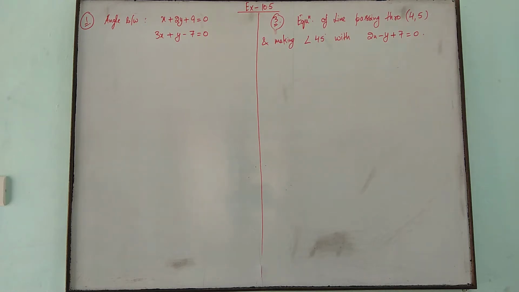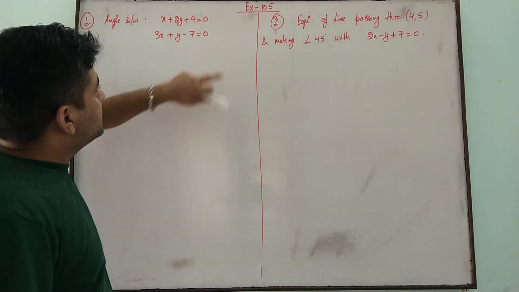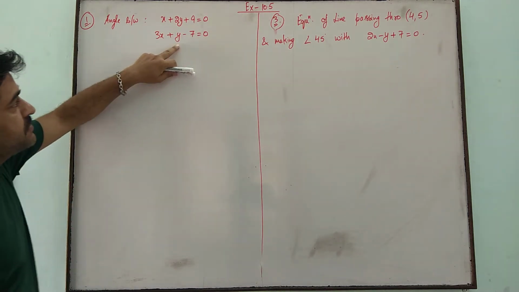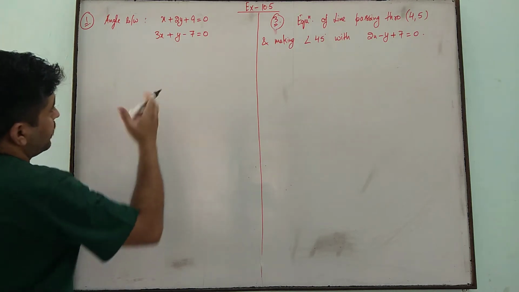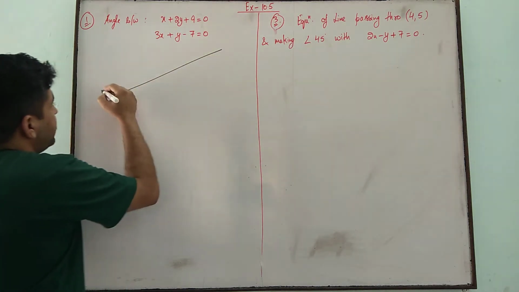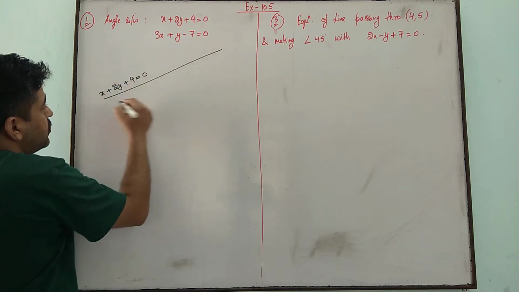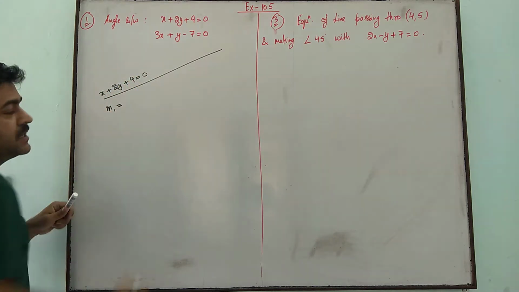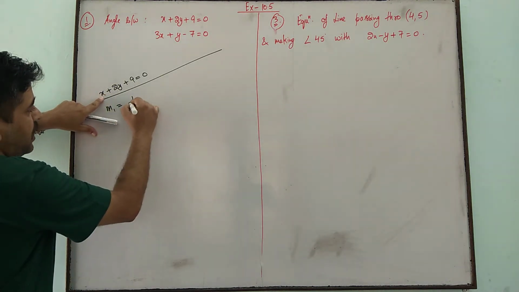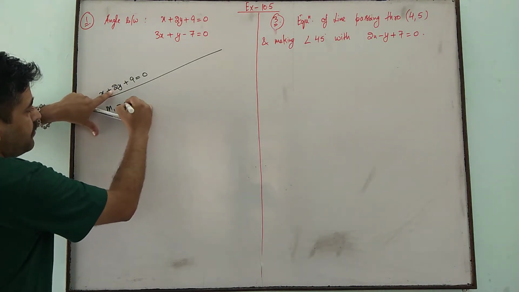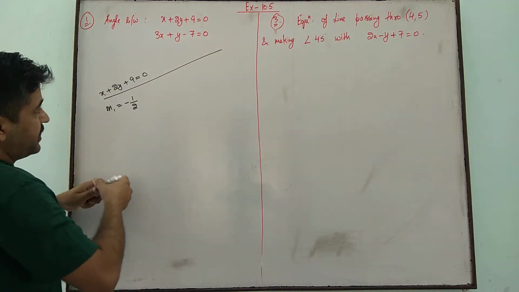10.5 question number 1. Find the angle between x plus 2y plus 9 is equal to 0 and 3x plus y minus 7 is equal to 0. So the first line is x plus 2y plus 9 is equal to 0. What will be the slope of this line? That is minus the coefficient of x upon the coefficient of y.